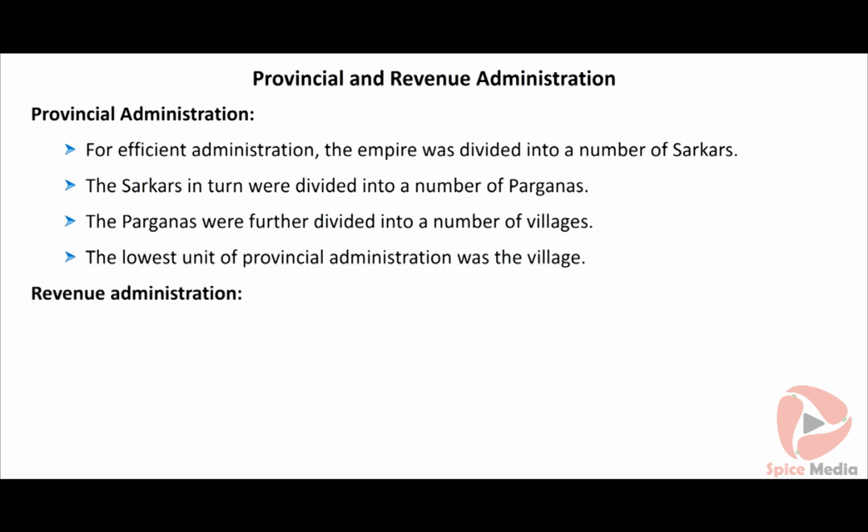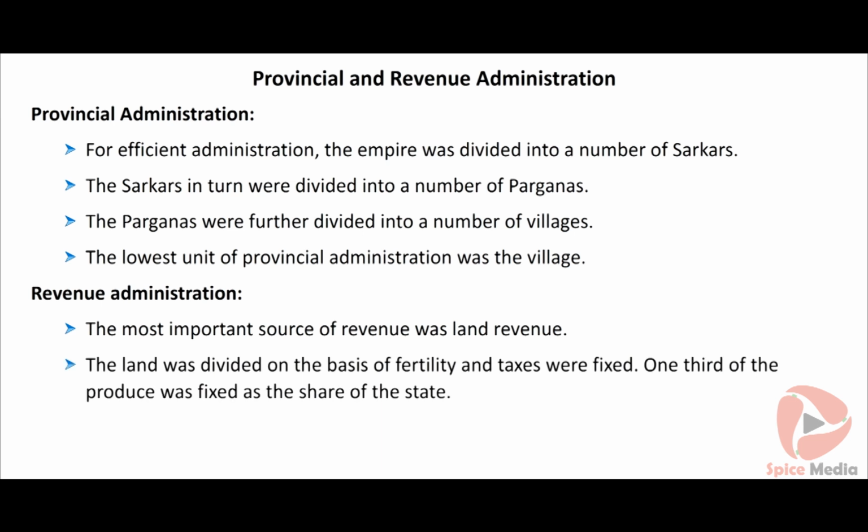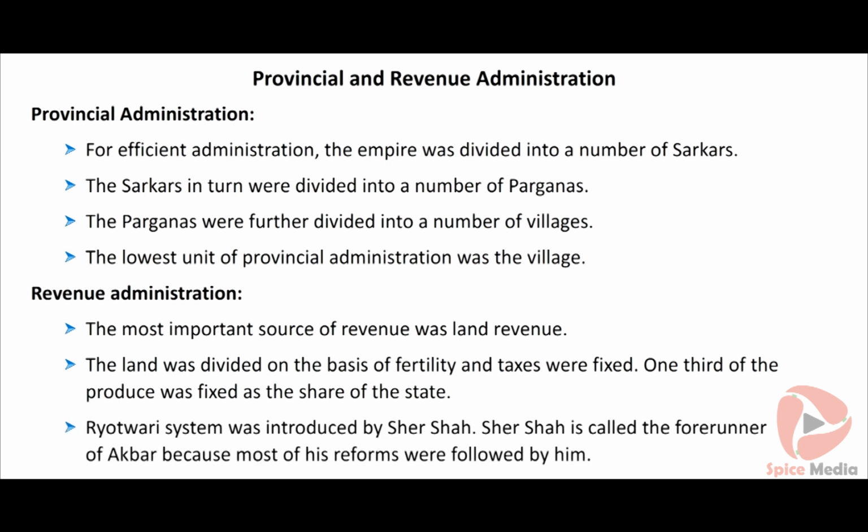Revenue administration. The most important source of revenue was land revenue. The land was divided on the basis of fertility and the taxes were fixed. 1/3 of the produce was fixed as the share of the state. Raiyatwari system was introduced by Sher Shah. Sher Shah is called the forerunner of Akbar because most of his reforms were followed by him.